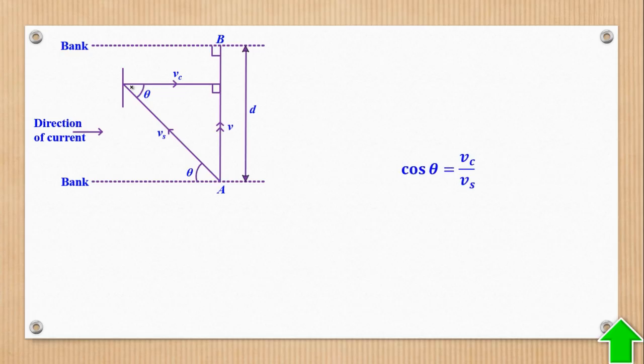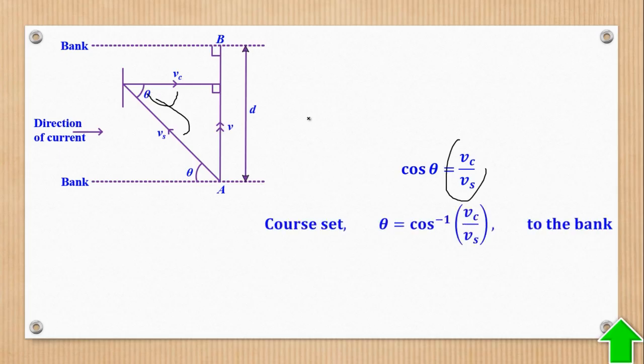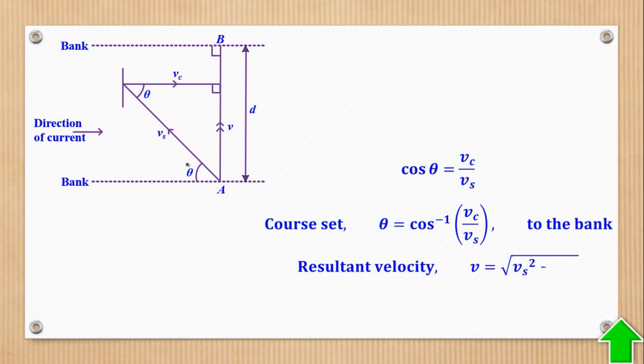So the good thing, this is a right angle triangle, so you can use SOHCAHTOA. So cos theta will be adjacent over hypotenuse, which gives this. That means that when you know VC and VS, you can get the theta, which will be the cos inverse. So cos means direction. And also because it's a right angle triangle, you can use Pythagoras theorem. So if you know this and you know this, you can easily get the resultant velocity.